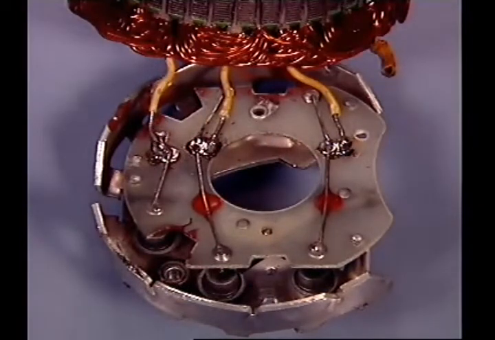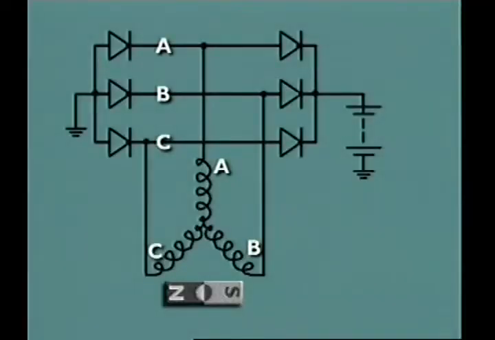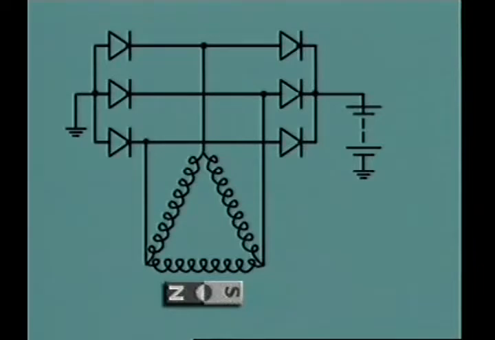The other end of each winding is connected in the bridge rectifier circuit between a positive and a negative diode. Each winding is then always part of a complete circuit. In the delta method, the windings are connected in the shape of a triangle. Connections are then taken from each point of the triangle to the bridge circuit.